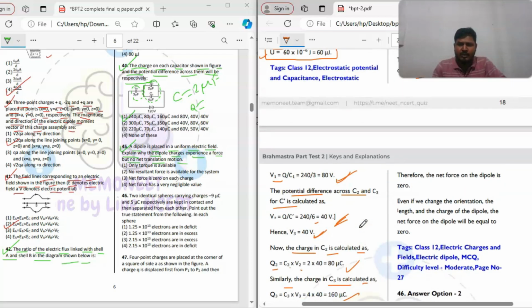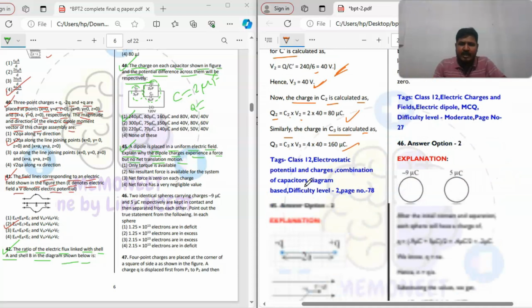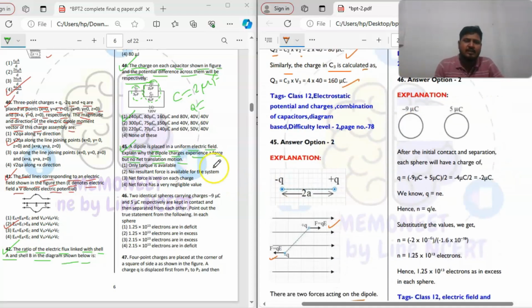So what is the net force acting on this one? The net force is 0. That is F equals QE and minus QE, that is equal to 0. Since there is no net force acting on the dipole, there is no net translation motion, because there is no net force acting on this one, right? So which option is the correct option? Second option is the correct option, that is no resultant force is available for the system. That's why there is no net translation motion. Okay, I think you might have understood the concept, right?